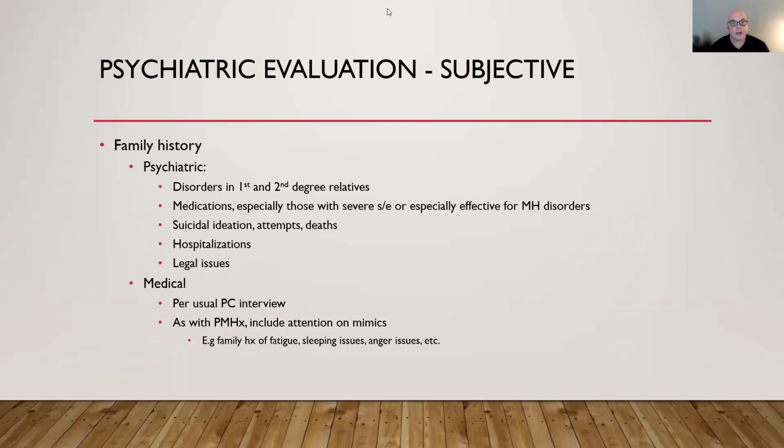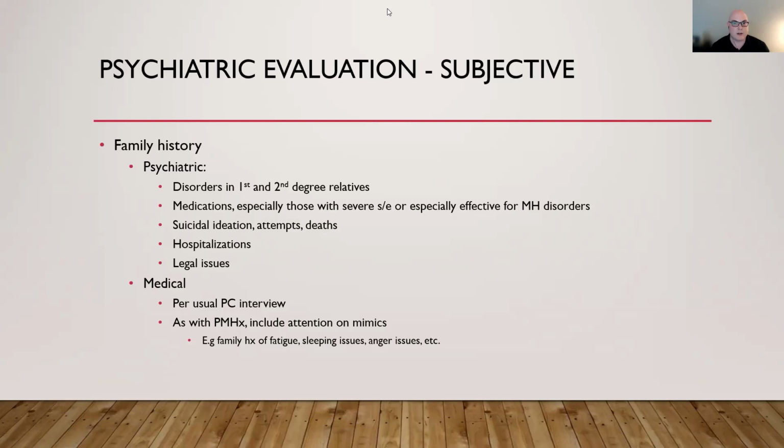Again, for family, you want to check on suicidal ideation, suicidal attempts. If anybody has ever died in the family from suicide, this increases the suicide risk of the patient themselves. Have any family members been hospitalized for mental health concerns? And does the family have any legal issues, especially related to behavior or mental health?